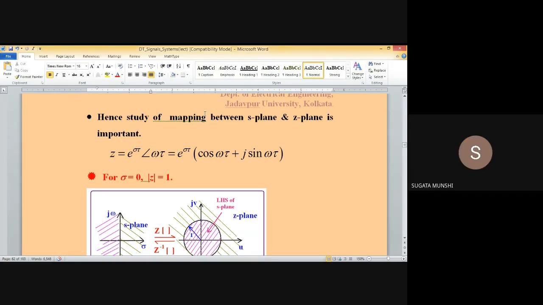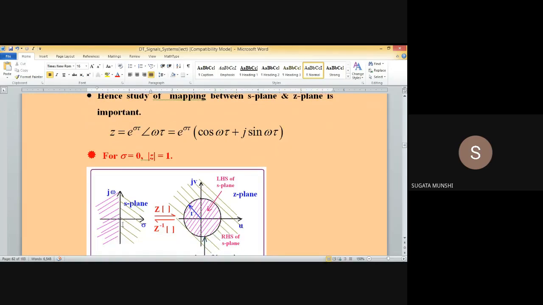Mapping between S-plane and Z-plane. Mapping means to find the correspondence between S-plane and Z-plane. Which region of S-plane corresponds to which region of Z-plane? I have shown here that sigma equal to 0 means magnitude of Z is equal to 1. Sigma equal to 0 in the S-plane, what will it represent? The j omega axis, isn't it? Because if you travel along the j omega axis, you are traveling with sigma equal to 0.